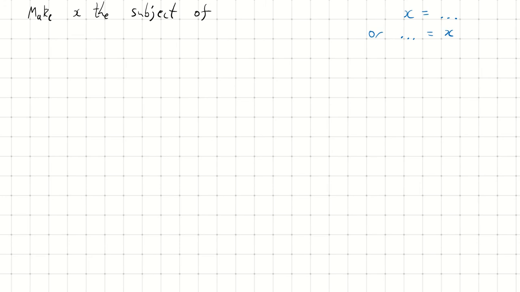So let's make x the subject of 2y plus 4z equals 4x minus 3 over 2. Okay. So 2y plus 4z equals 4x minus 3 over 2. So again, we'll look at what's happening to the x's. We're multiplying by 4, subtracting 3, and then dividing by 2. So let's work backwards and do the opposite.